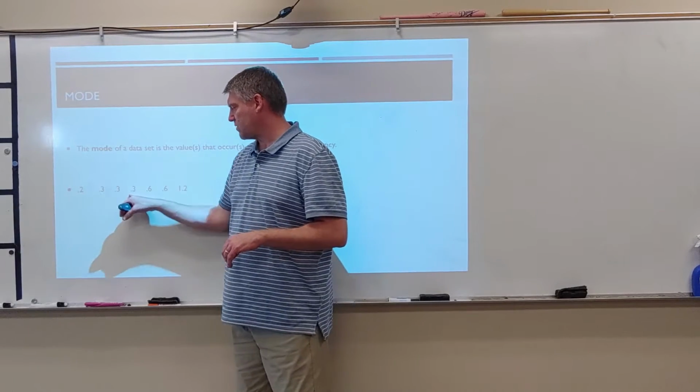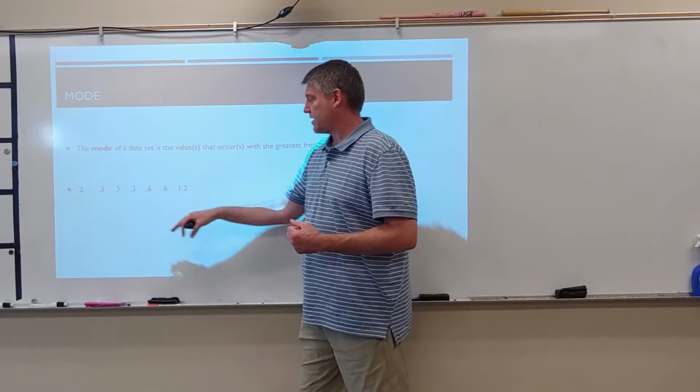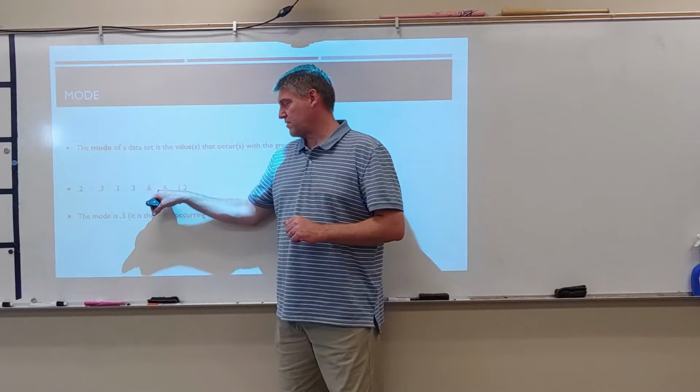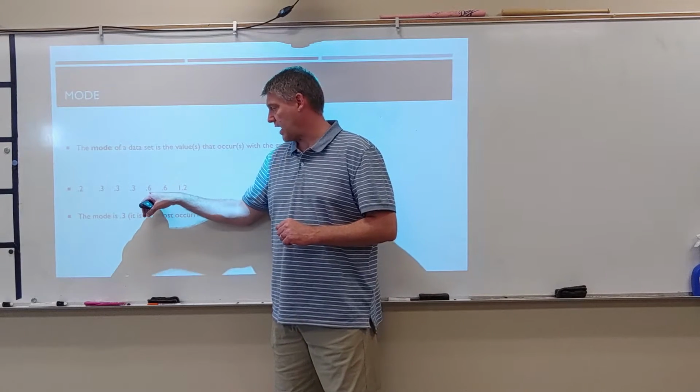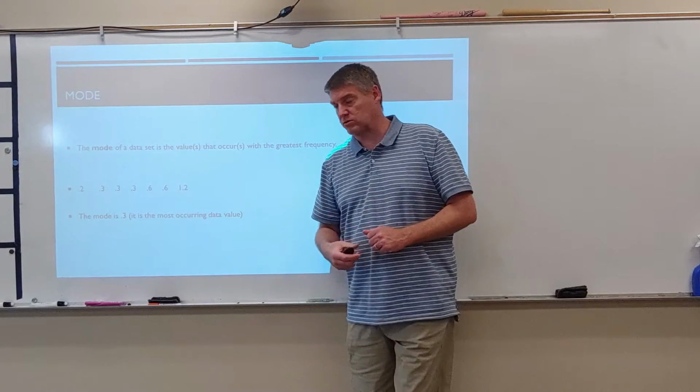I don't say this one appears 3 times, this one appears 2, this appears 1. So this is my mode. Now, if I had another 0.6 here, so I had 3 0.3s and 3 0.6s, I would have 2 modes.